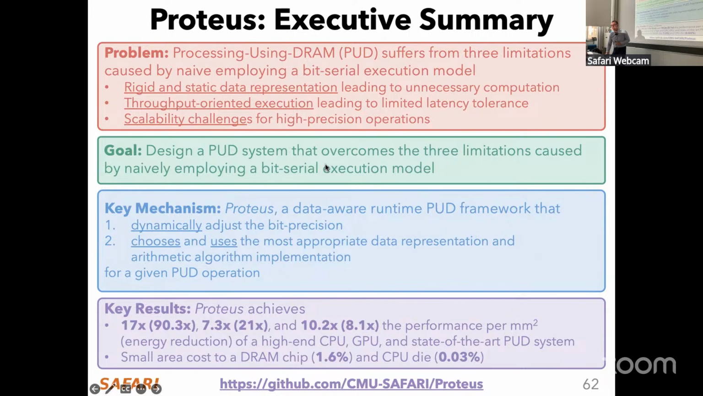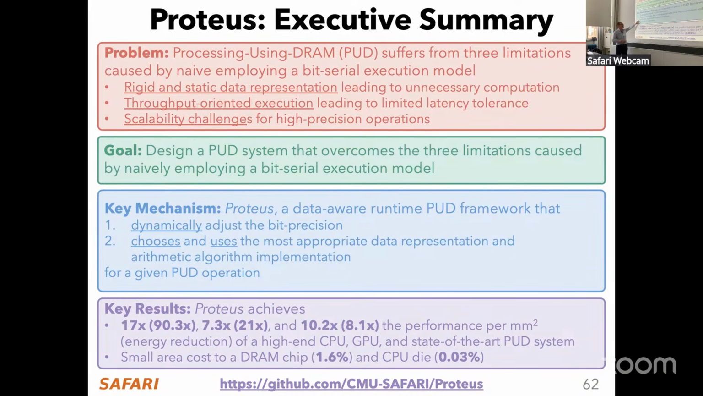To be able to do that, it has multiple mechanisms. One is bit precision. So it identifies narrow-valued operands. If, for example, some of your operands' values don't exceed a number, you can represent them with fewer bits. People have used this idea to save energy in microprocessors in the past. Here, we're using the idea to improve throughput as well as save energy. So if you can identify these narrow-valued operands, you can dynamically adjust the precision with which you operate on those values. And at the same time, you choose the most appropriate data representation, arithmetic algorithm, and implementation.